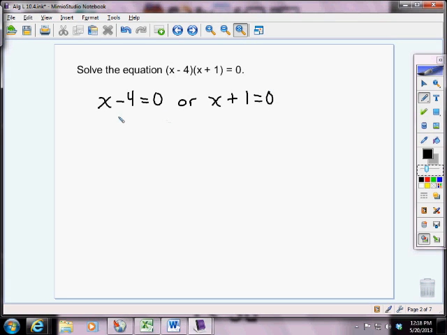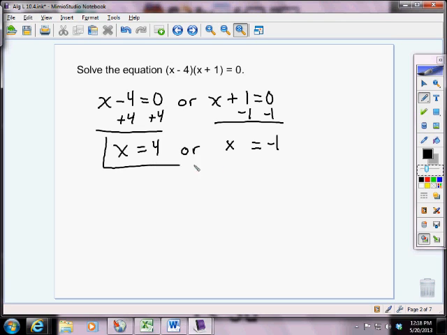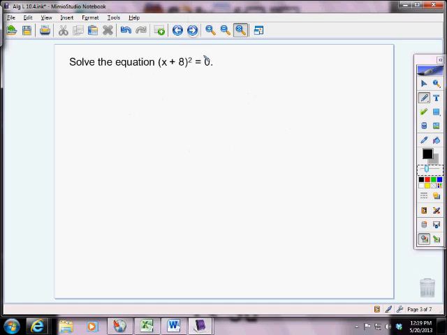Then solve these equations. Add 4 to each side. Really at this point you probably can just look at this and know that x has to be 4. Or subtract 1 from each side, or you can look at it and know that x has to be equal to a negative 1. So instead of using the quadratic formula, instead of graphing it, if it's in factored form, the beauty of factored form is that you can come up with your two solutions pretty quickly. One of them has to be 0. Let's look at another example.